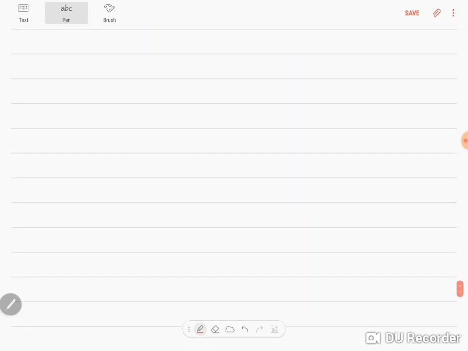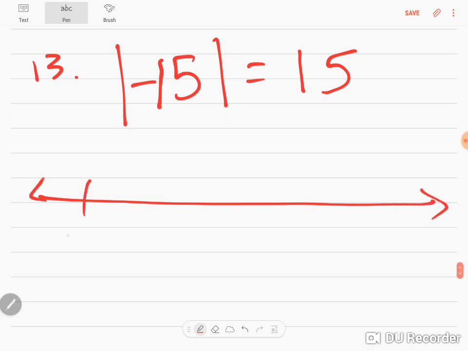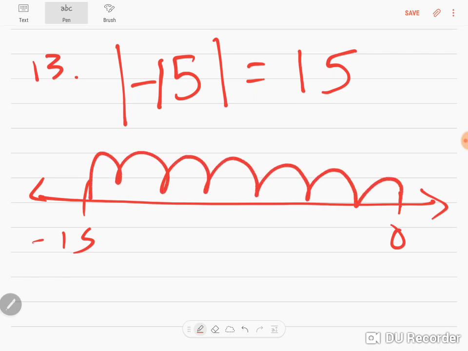Number 13, it says explain why the absolute value of negative 15 is equal to 15. The reason why it is equal to 15 is because on a number line, I got 0, and I got negative 15. It will take me 15 places to get to negative 15. That's why absolute value is always positive. It is asking how many place values does it take for us to get to that number.